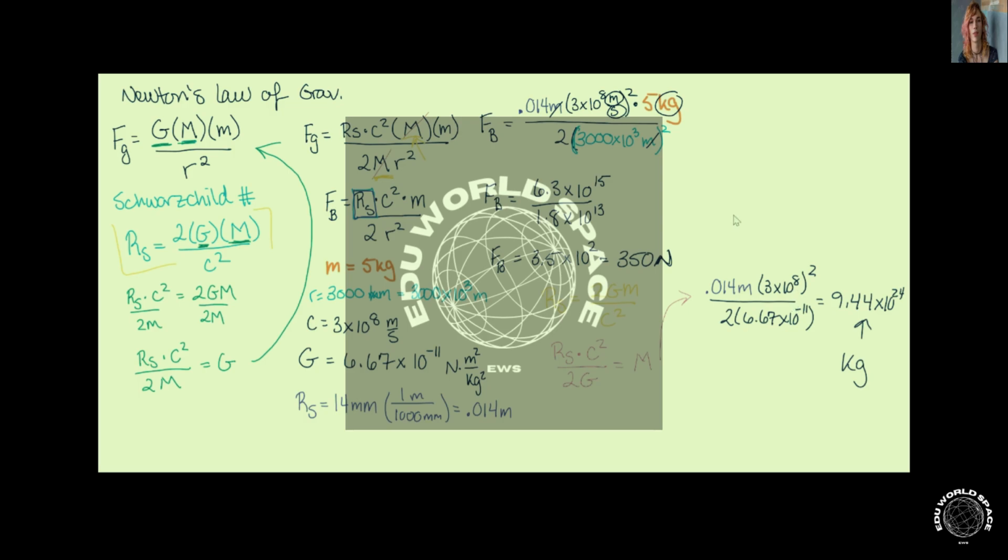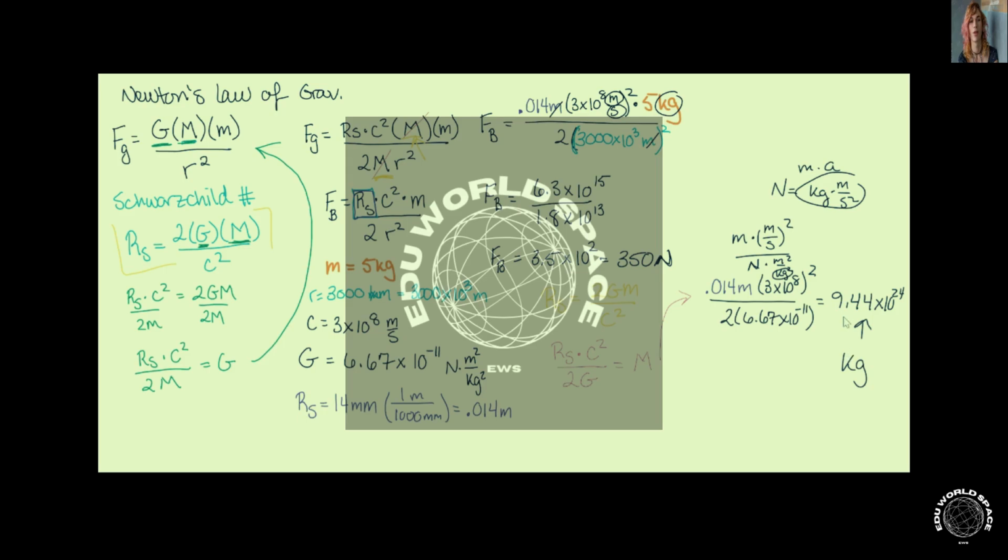Once again, we're talking about mass. If we wanted to check the units, it's meters times meters per second, squared, all over our constant, which is newtons meters squared per kilograms squared. That would resolve down into just 1 kilogram, because remember, newtons are mass times acceleration, so a kilogram meter per second squared. That is a newton. So we end up getting kilograms here.